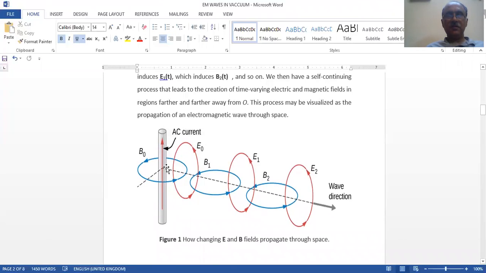So in this diagram, the alternating current is flowing here. There is a single magnetic field line B0, and now B0 is a function of time, so it produces an electric field around the closed loop. And this electric field is again a function of time, so it produces a magnetic field. And so this process goes on, and the wave propagates in this direction.